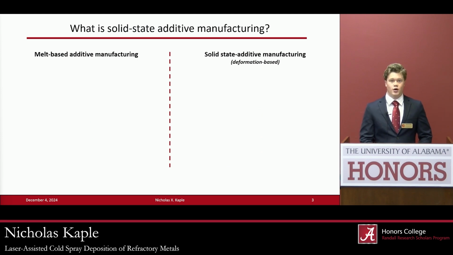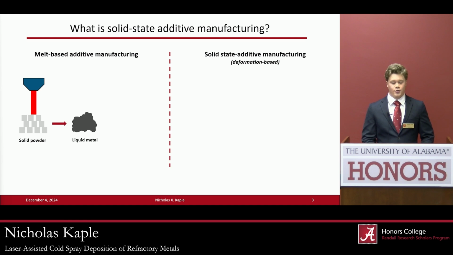The second question is, what is solid state additive manufacturing? Again, we're going to first start with the opposite of solid state, which is melt-based additive manufacturing. In this case, we take a solid powder, and we then add energy to that. So we're adding heat using a laser. That solid powder is then going to melt into liquid metal, and then by allowing that liquid metal to cool, we then end up with another solid bulk metal.